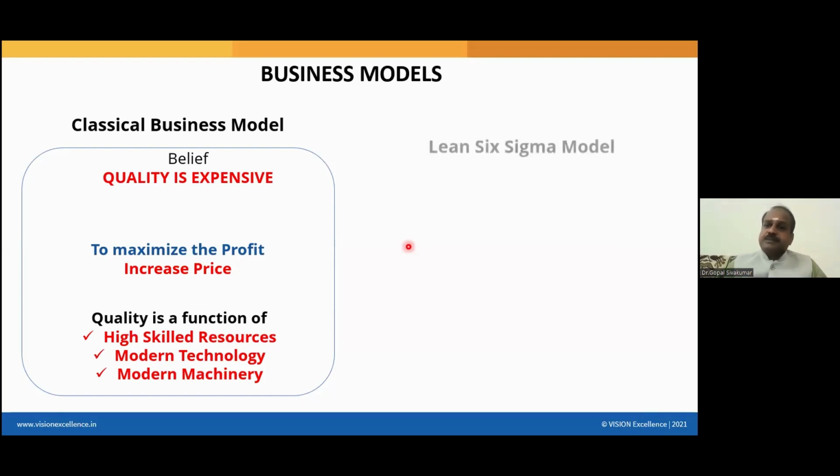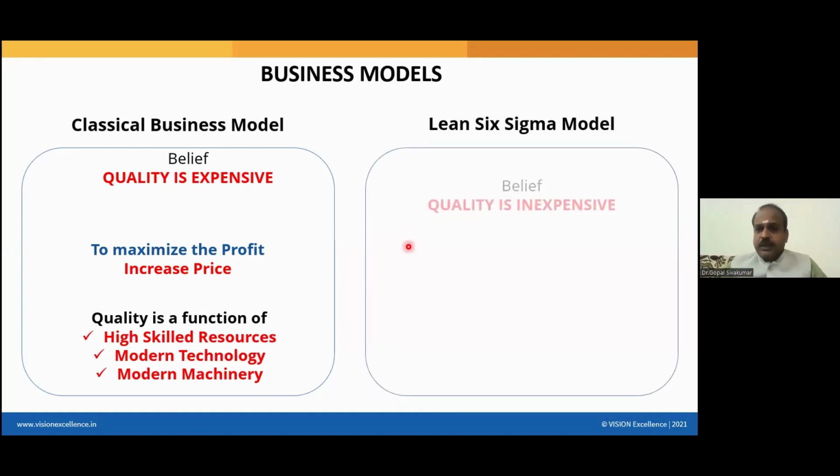Coming to the other side, the Lean Six Sigma model, or the operational excellence model. Here the belief is quality is inexpensive. If you do things right the first time, if you make sure your processes are effective as well as efficient, we are going to understand what is effective and what is efficient, right? We are going to make sure our processes are simple, and at the same time very effective.